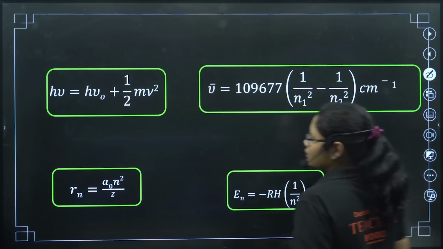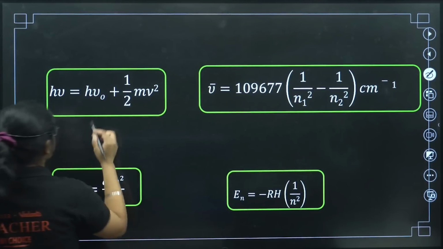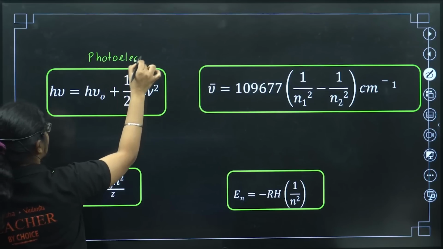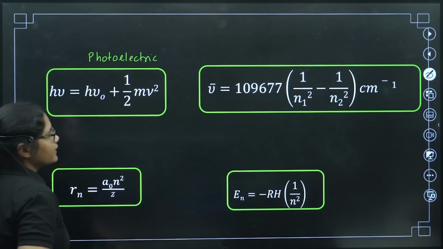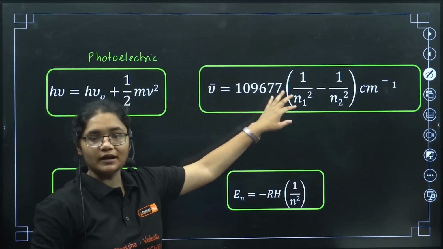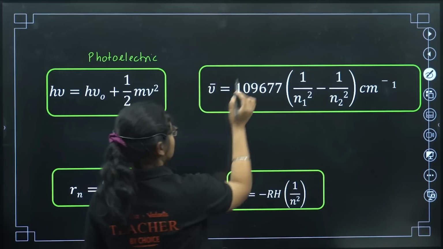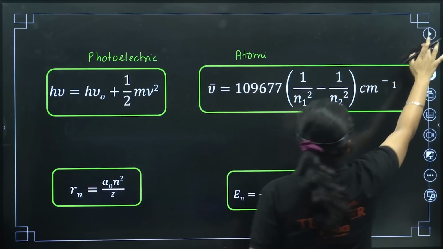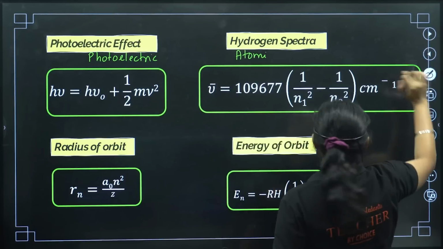Next, moving forward, we have structure of atom. What are the formulas? Let us quickly revise. This is the formula for the photoelectric effect. Then this is the formula to calculate the transition, like wave number for atomic spectra. I think I have given these terms. Yes, okay.